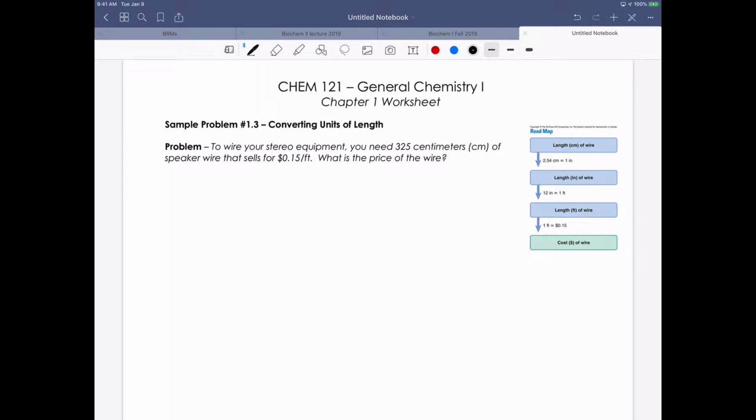The main skill in this chapter is to learn how to do unit conversions. And we're going to focus in this chapter on doing unit conversions of non-chemistry problems to help us understand the skill before we start building on it with chemical information. And so this first problem asks us to think about wiring stereo equipment. We're going to need 325 centimeters of speaker wire, and it sells for 15 cents per foot. And so we'd like to know what's the price of wire that we need to have.